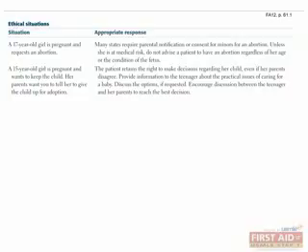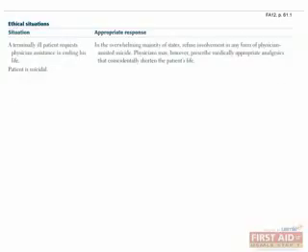The key here is to remember that the patient always retains the right to make decisions regarding her child, even if her parents disagree. Thus, the parents can never force her to give her child up for adoption. Another topic to review is suicide. If a terminally ill patient requests assistance in ending his life, you must always refuse involvement for the purposes of the boards.